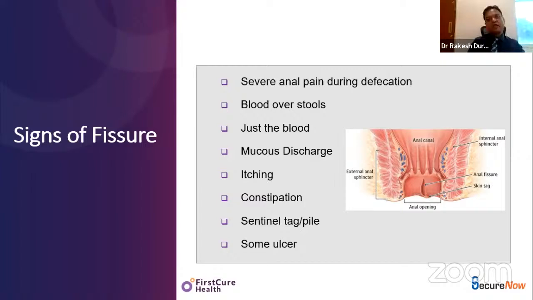If all your medical treatments fail, then what is the next treatment plan? It is the surgical plan. We do the anal fissurectomy. We cut the fissure, meaning the internal sphincter, or we do the anal dilatation. It can be done either by laser or by the open technique.